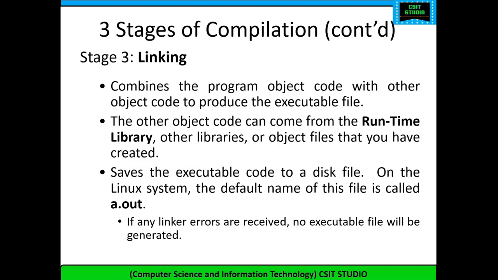So it combines with the other dependent object codes to create a single executable file, and this executable file is saved on the system. For a C program, by default on Linux, the executable file is named a.out. We can change it. Soon we will see how we can change the default name of the executable file. If there is a linking error, then again a linker error will be given and no executable will be generated. After these three phases, if everything goes fine, an executable file will be created.